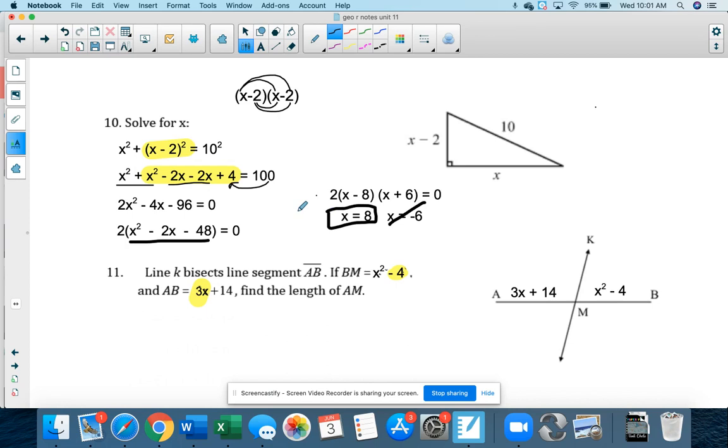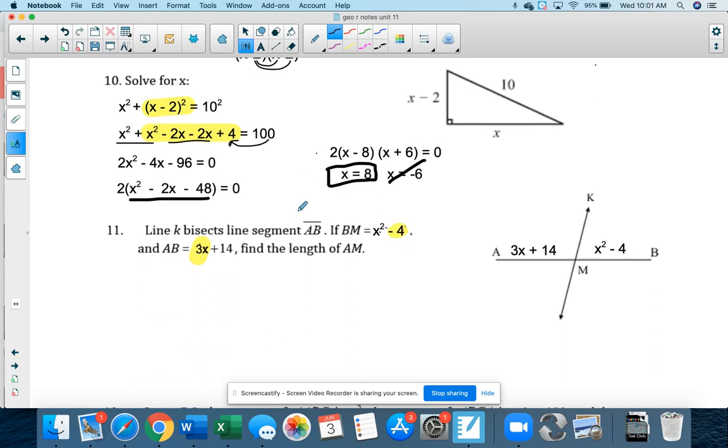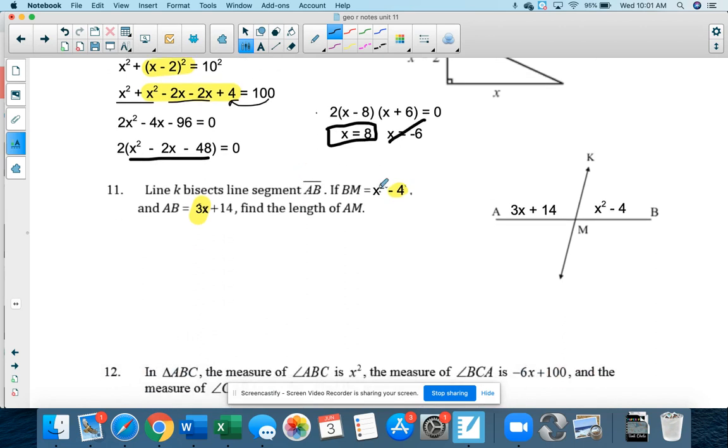Okay? Number 11, your paper has different numbers, so I am going to need you to change your numbers on number 11. So it should be x squared minus 4 and 3x plus 14. The numbers that we had weren't coming out, they weren't factorable. All right, so I'm going to change that.